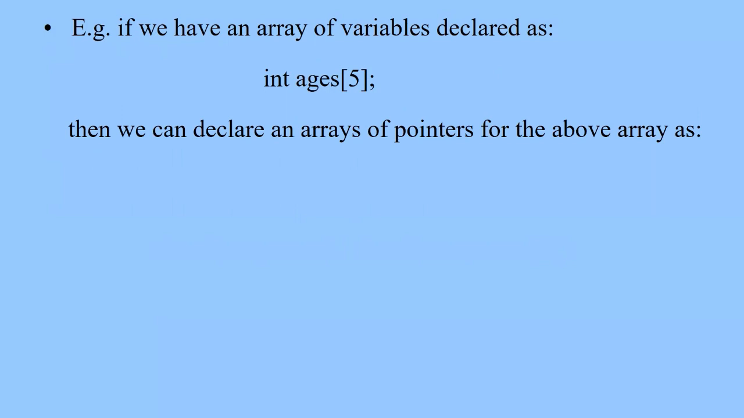For example, if you have an array variable declared as int ages[5], then we can declare an array of pointers for the above array as follows. That is, int *ages_ptr[5]. So this simply means this is an array of pointers. How many? An array of pointers pointing to 5 elements, and those elements are of type integer.